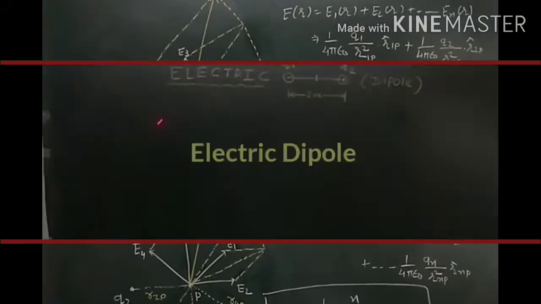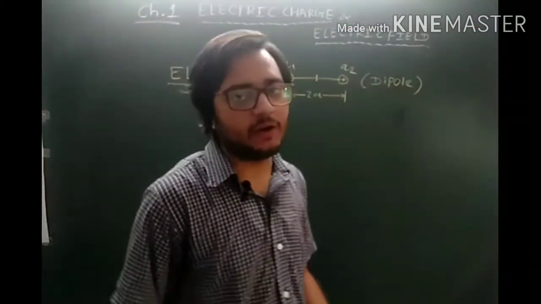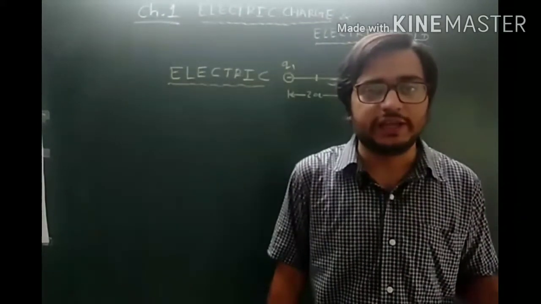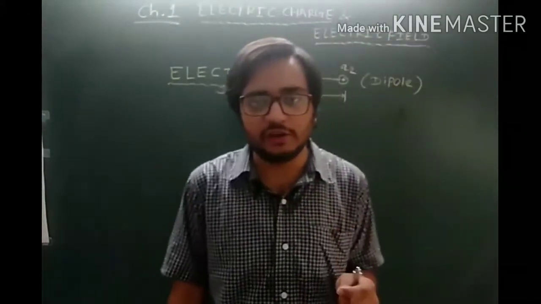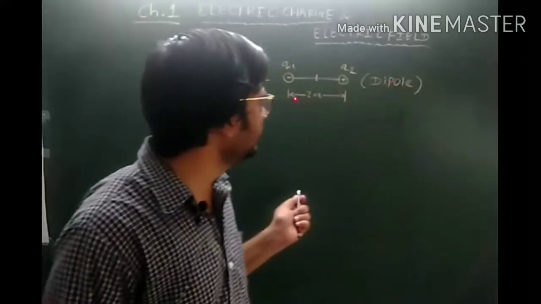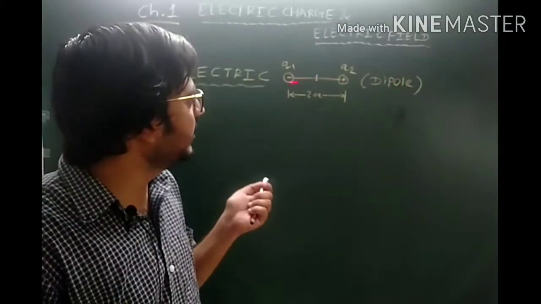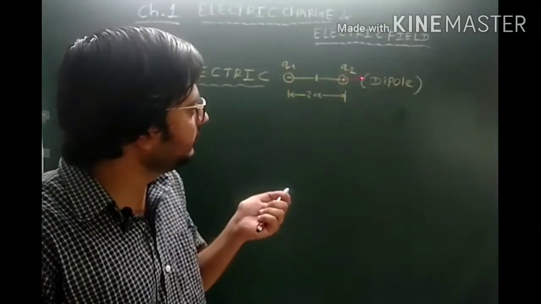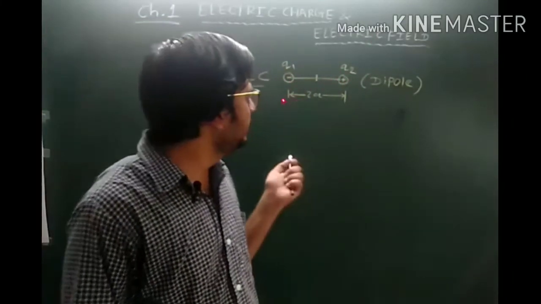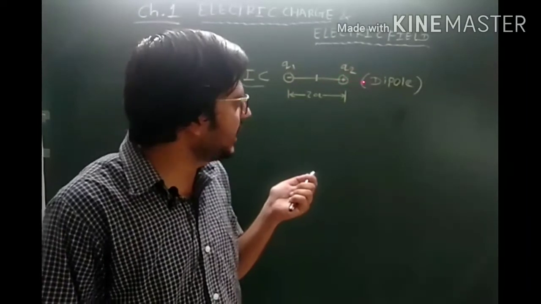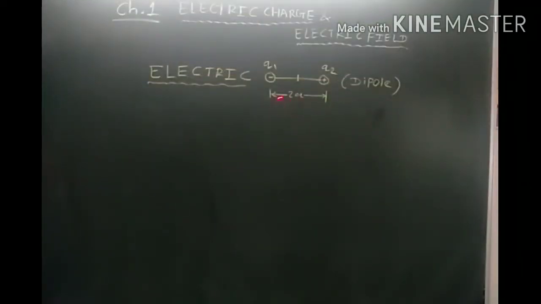So students, our next topic is electric dipole. An electric dipole is a pair of two equal and opposite charges separated by some distance, say 2a. The charges are separated by the line joining them. By convention, the direction of the electric dipole is from minus q to plus q.